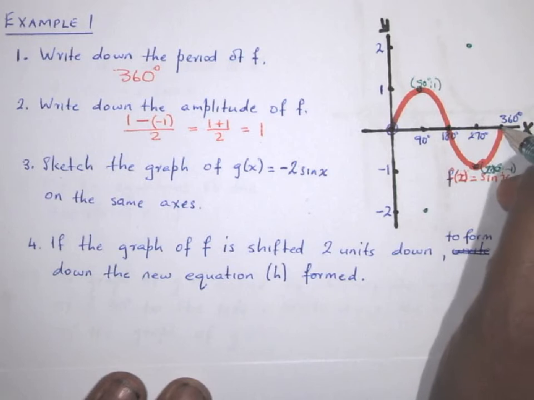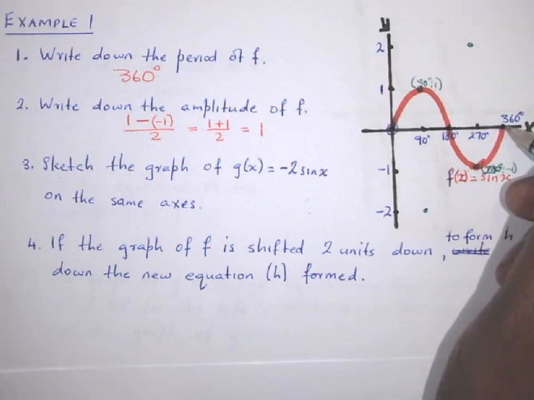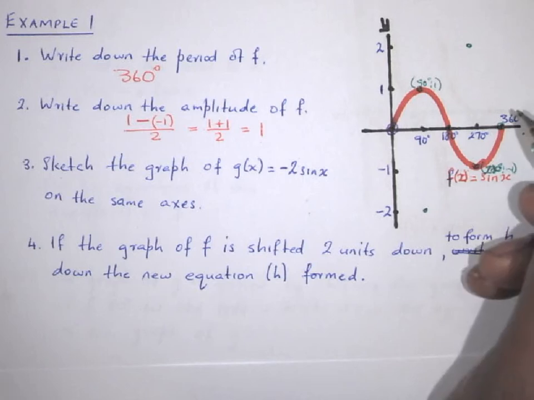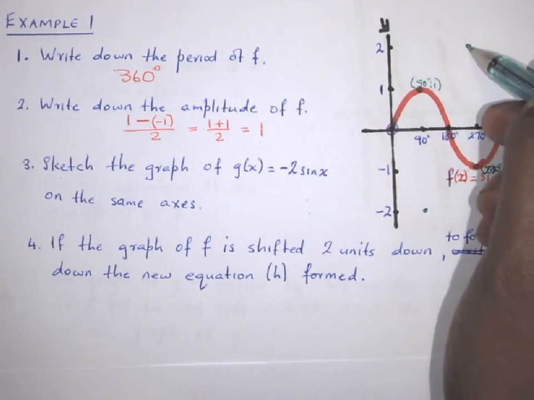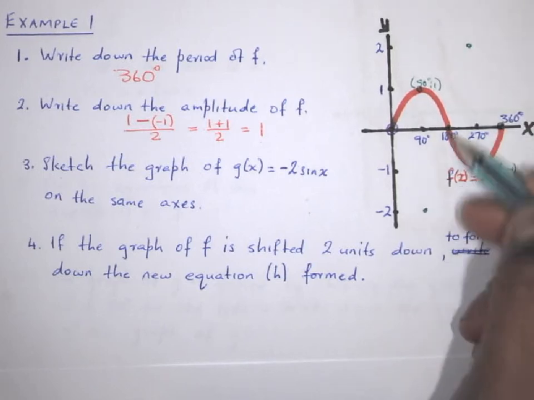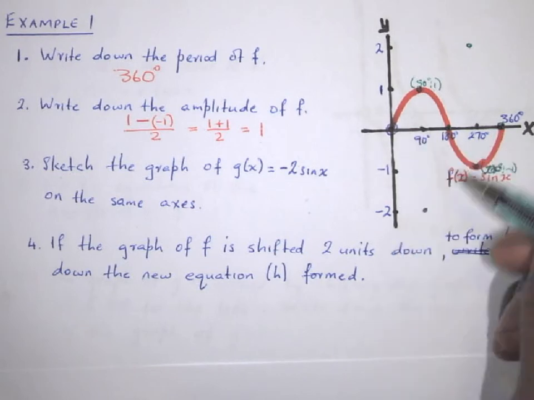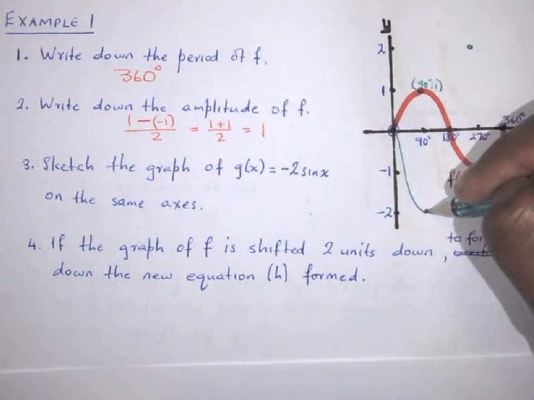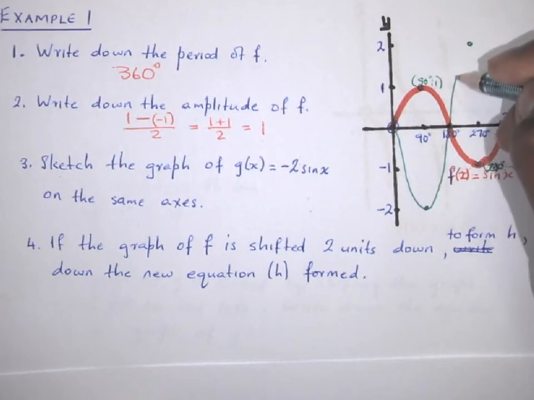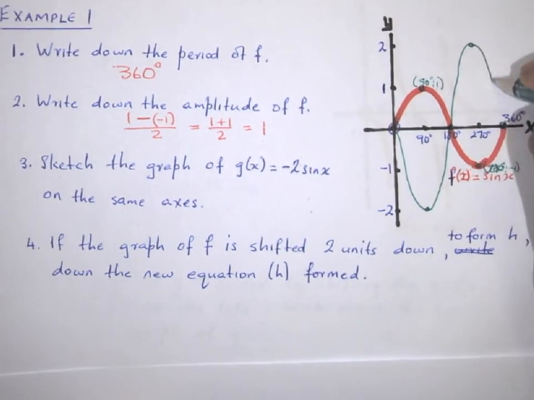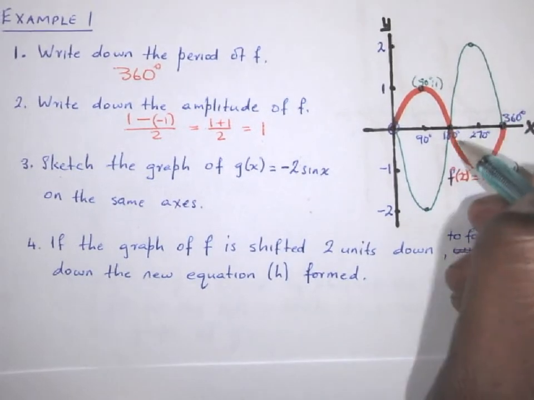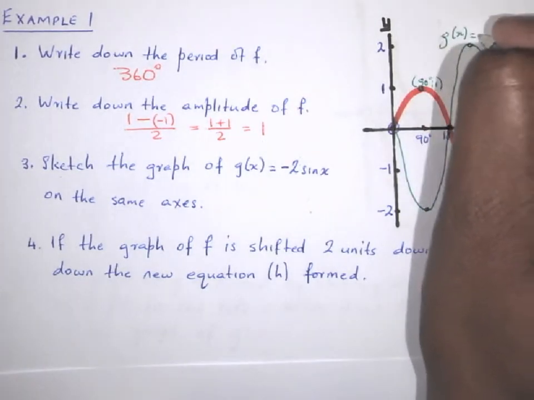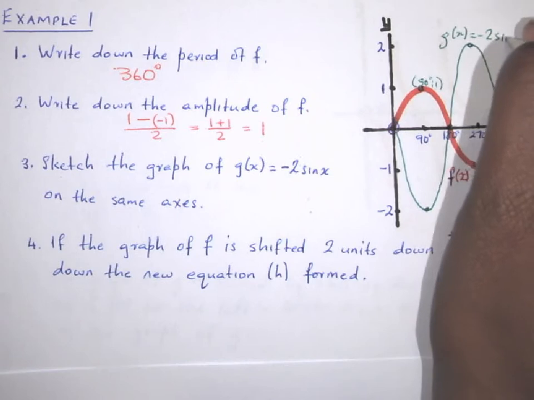The y value there is 0. If I multiply a 0 with a minus 2, I'll get a point there. So the points that I have are this point, that point, that point, that point, and the point over there. So the new shape of my graph would be something like this, going up to there, then turning there and then coming down there. So this would be the graph of g of x, which is equal to minus 2 sine of x.